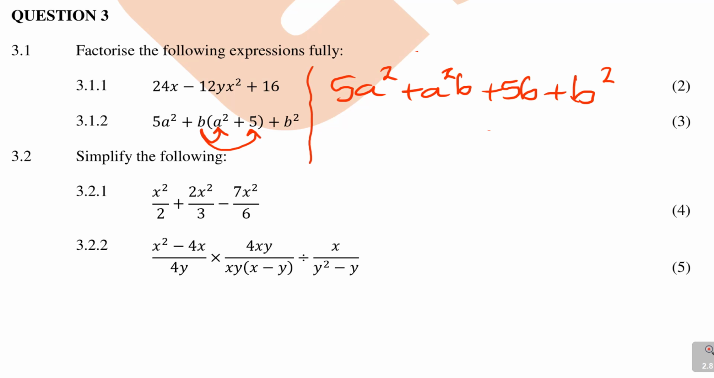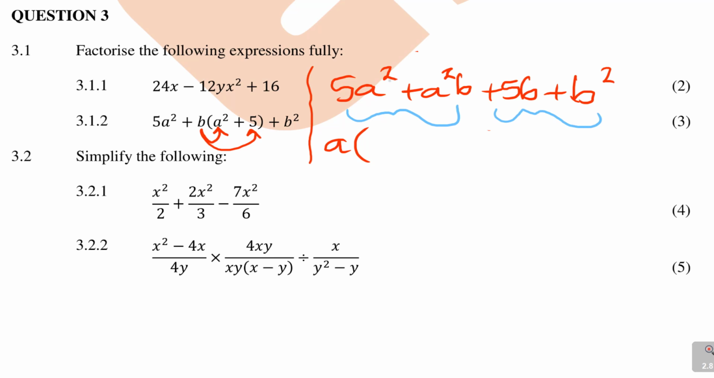This is where you do grouping, right? So you group the first 2 and the second 2. What is common in the first 2? It's actually a squared. On the first one, yeah. So a is common, am I right? Yes, a is common. So what is going to be inside?